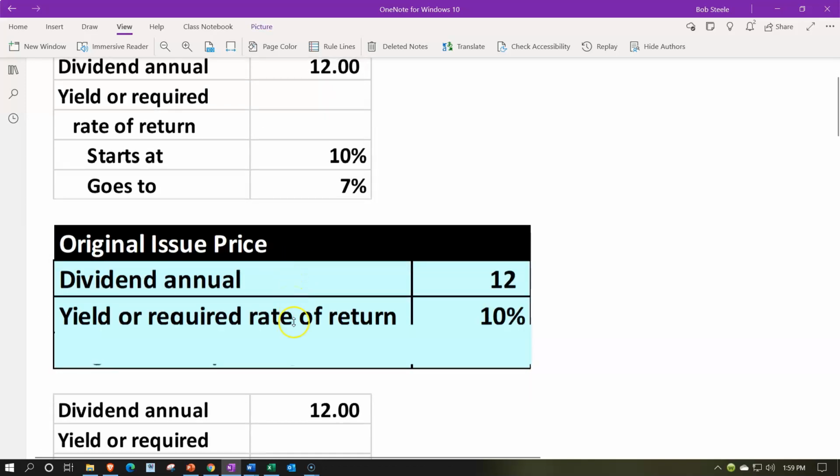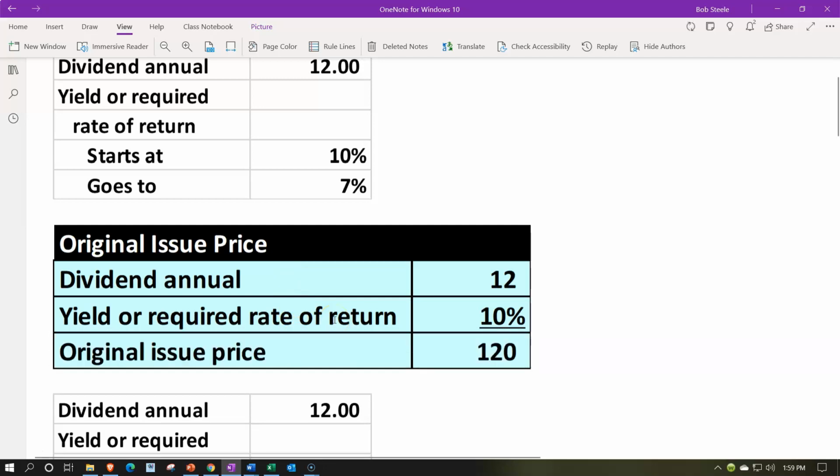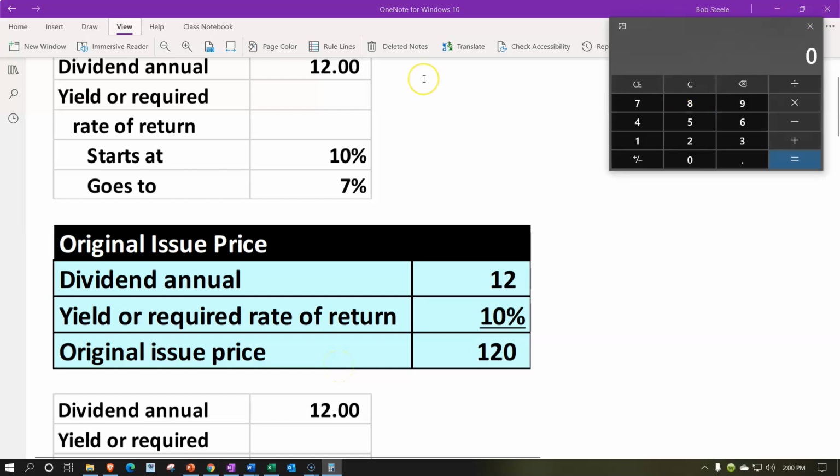We're going to say that the dividends are $12. The yield or required rate of return is the 10%. The 12 divided by 10%, or 0.1, is going to give us the 120. So we're simply taking the $12 return with the dividends that we're going to get, divided by the rate of 0.1.